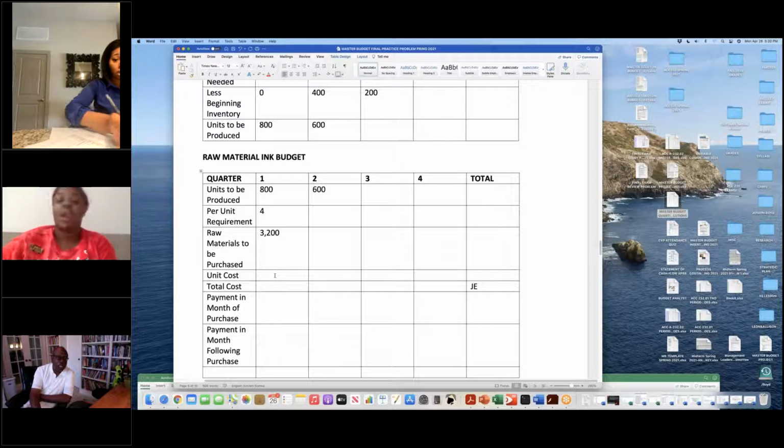Now, what's the unit cost of ink cartridges from our assumptions? $10. How much? $10. $10, thank you. So our total cost is going to be what?